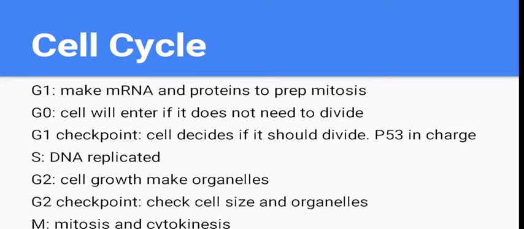And then the cell cycle. So in G1, you make mRNA and proteins to prep for mitosis. G0 is where the cell goes if it does not need to divide. There are checkpoints. So the G1 checkpoint is after G1. Okay, does the cell need to divide? Or should it divide? Okay, it should divide. Now it goes to S.